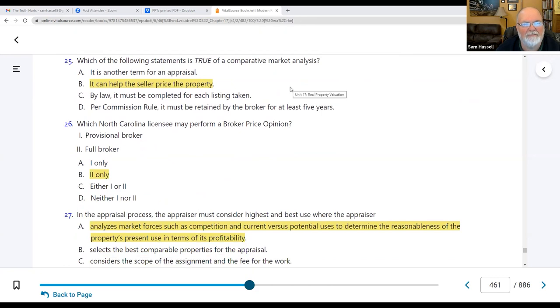Number 25. Which of the following statements is true of the comparative market analysis? All right. Now, letter B, it can help the seller price the property. When we're doing it, he's going to know what everything sold for. Now, a CMA is also good for the buyer because they'll know what to put in their offer for the property.